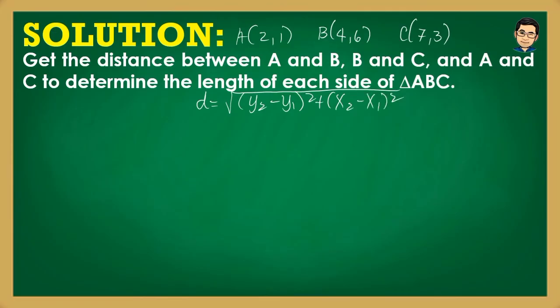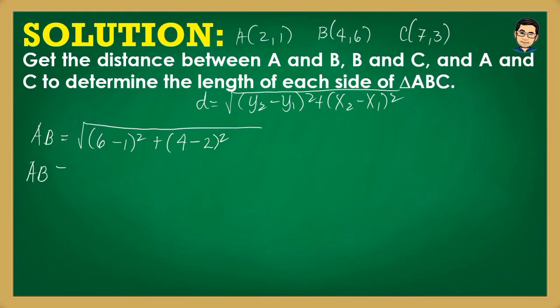So, una muna natin is yung AB. So, yung coordinates ng A, 2, 1, and then yung B, 4, 6. So, yung coordinates ng A ang magsisilbing x sub 1 tsaka y sub 1. Yung B naman, x sub 2 tsaka y sub 2. So, yung y sub 2 natin dyan is 6, and then y sub 1 natin is 1 squared plus yung x sub 2 natin is 4 minus yung x sub 1 natin 2.